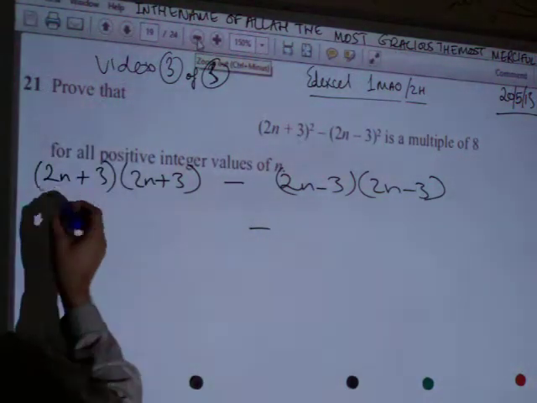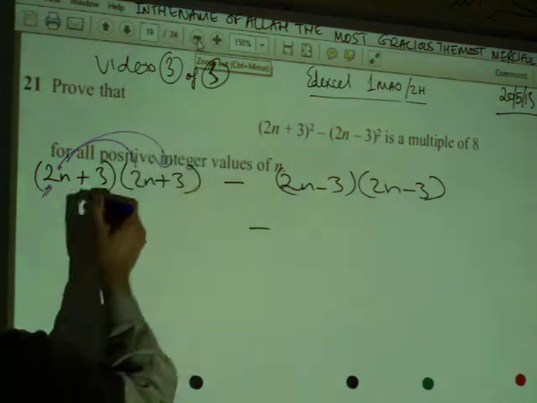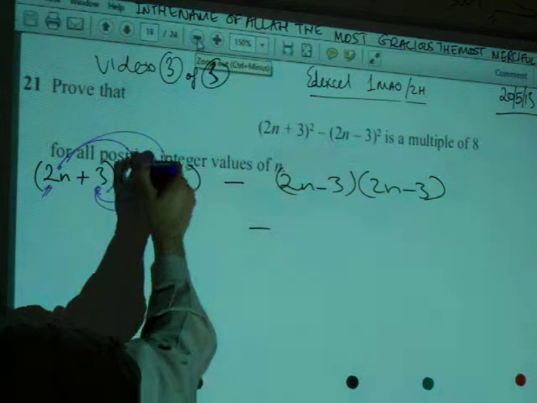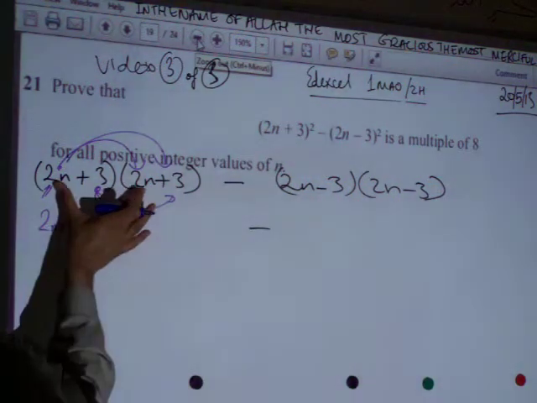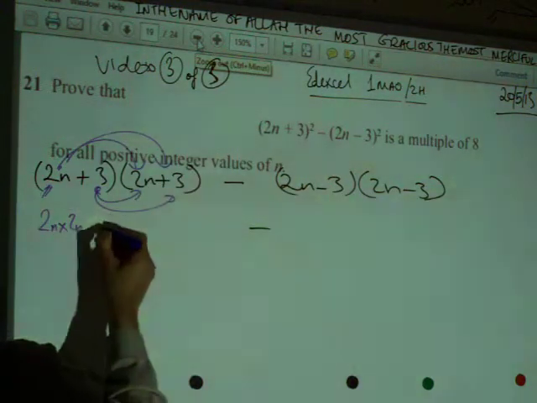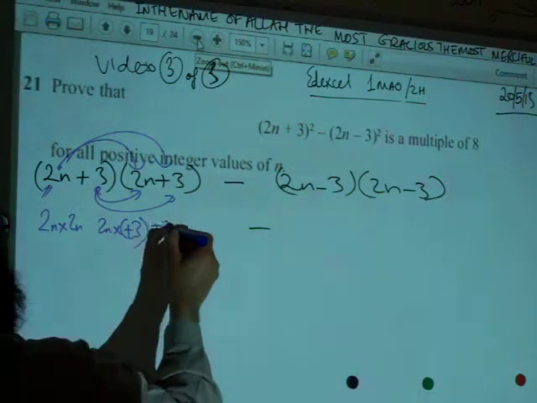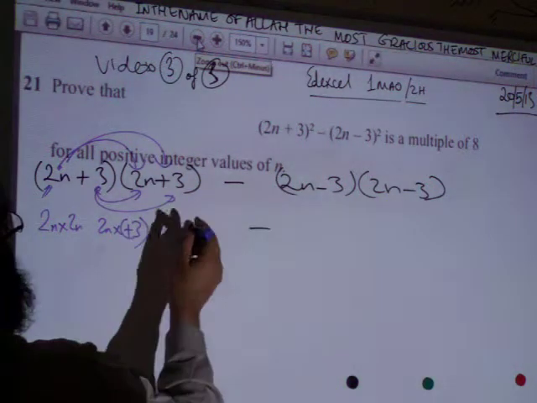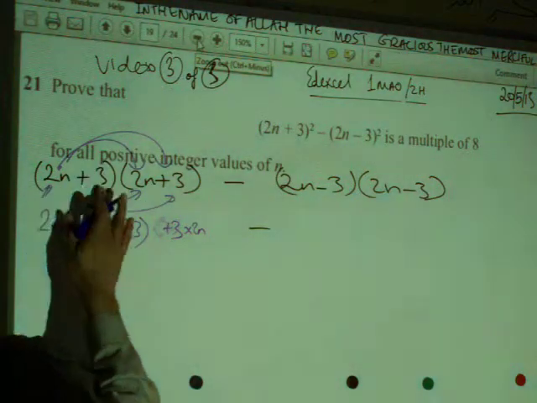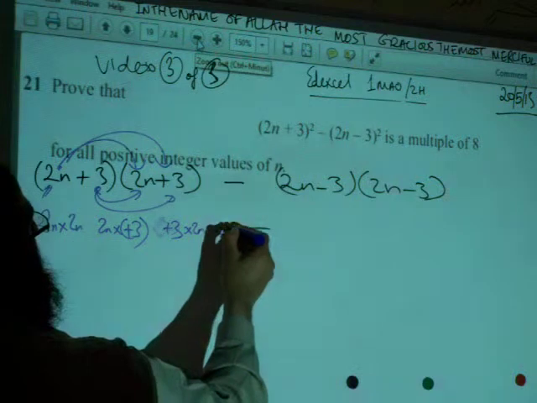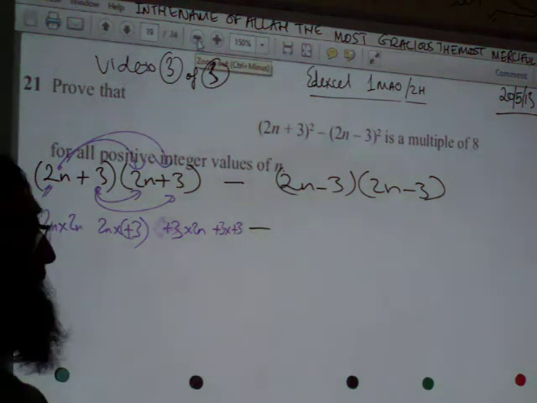Right. So each time when you start this question, you start from this item here. You multiply each thing, and then you move to this one. So first of all we have 2n times by 2n, which is the first one. Then 2n times by plus 3. Then we have plus 3 times by 2n. And then we have plus 3 times by plus 3. Okay, are we happy with that? Let's start multiplying these items out.